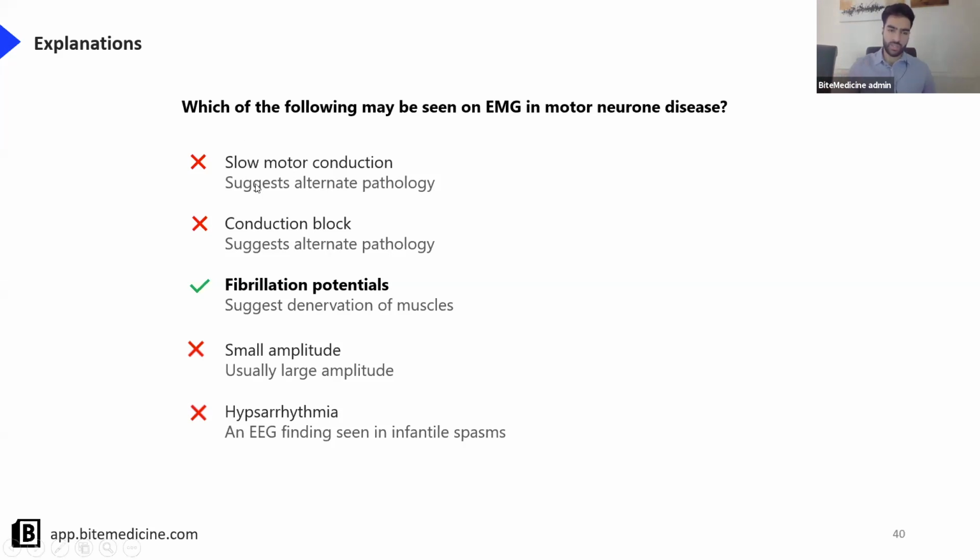You shouldn't typically get slow conduction, and you usually have large amplitude EMG responses because you lose control over muscle firing. EEG is looking at the brain's electrical potentials, and hypsarrhythmia is seen in a pediatric condition called infantile spasms, and that's something you need to know for your pediatric exams and rotations.